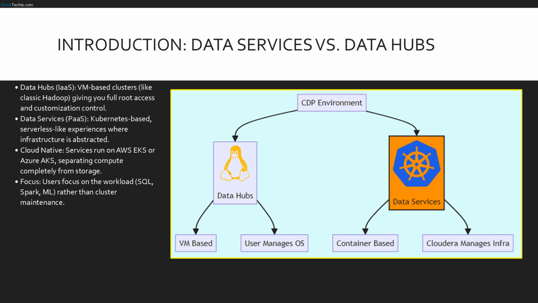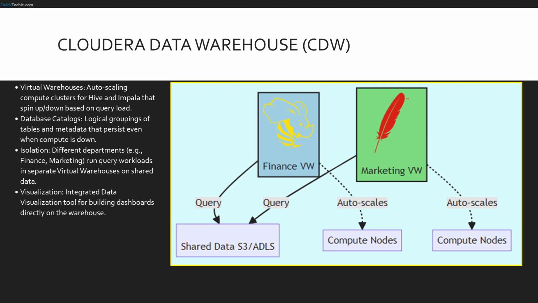This architecture ensures true separation of compute and storage, allowing workloads to scale to zero when not in use, drastically reducing cloud costs. This flowchart visualizes the architectural fork in CDP. On the left, data hubs rely on virtual machines where the user manages the OS. On the right, data services utilize containers on Kubernetes. The orange highlight on data services emphasizes our focus today, a model where Cloudera manages the infrastructure complexity, offering a streamlined, serverless experience.